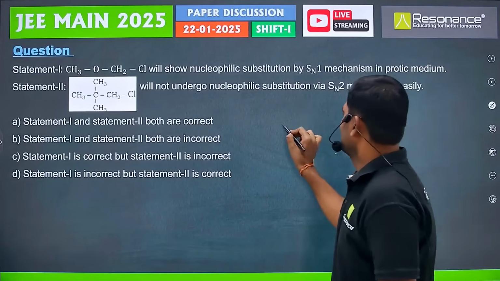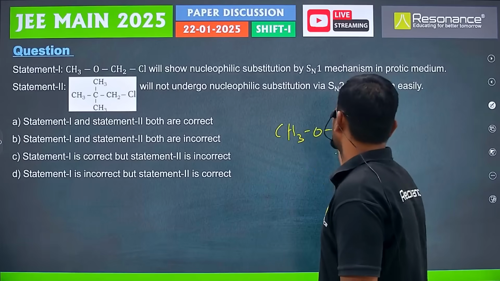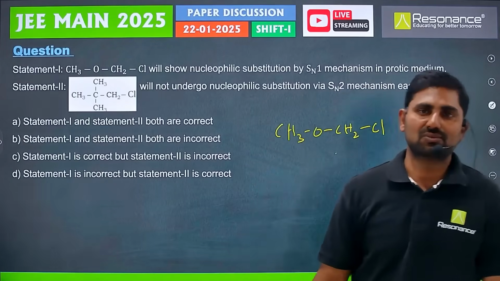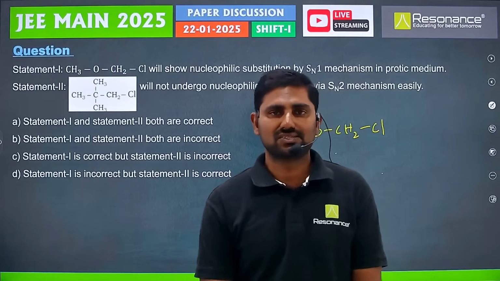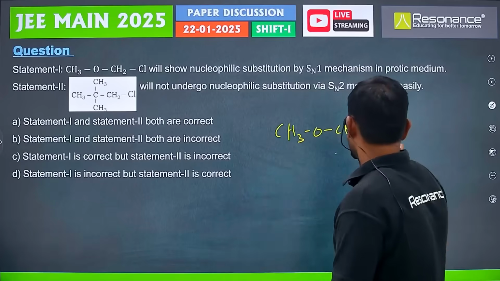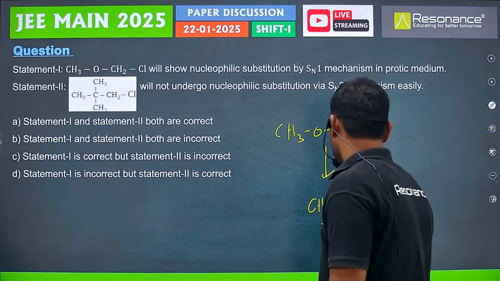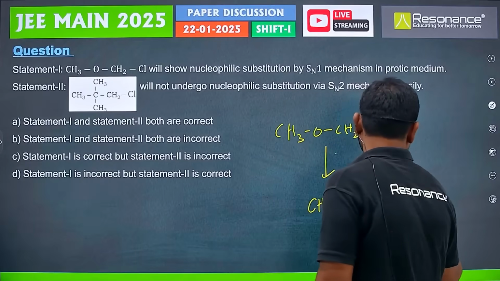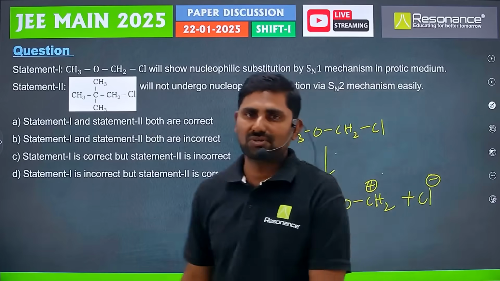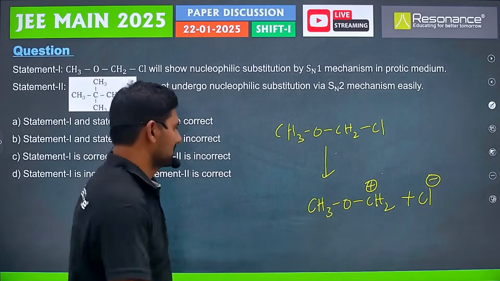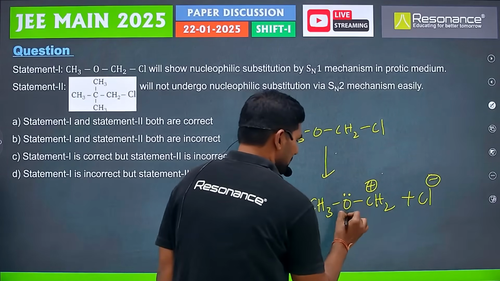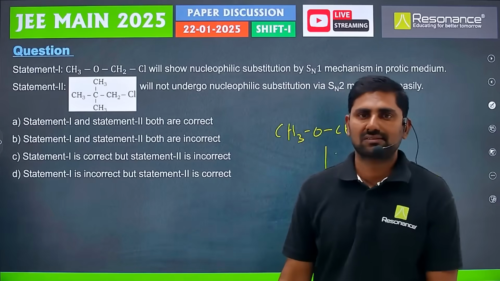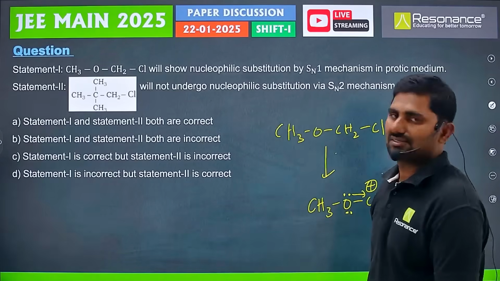So you can see here CH3OCH2Cl. We need to get a stable carbocation. That's the basic idea of an SN1 reaction, you know very well. So remove the Cl first. What can we expect here? CH3OCH2 plus and Cl minus. Now see, is it a stable carbocation or not? Yes, it is stable. It has a lone pair of electrons, so it can show back bonding. So it is a stable cation, and the first statement is correct.